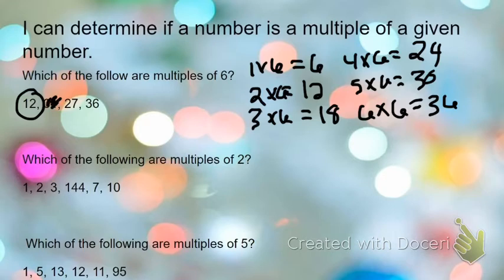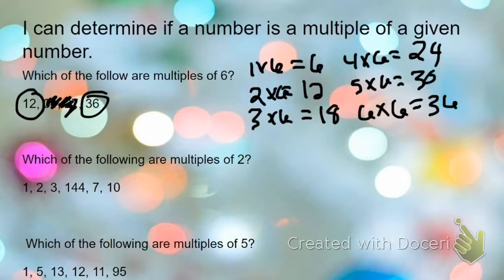Bye-bye. What about 27? Well, I'm looking on here, and I did my times table, and I got to 24, but I skipped 27, meaning it's not a multiple. So bye-bye 27. What about 36? Well, yes, because I found 6 times 6 equals 36. So I'm going to circle my answer, okay?